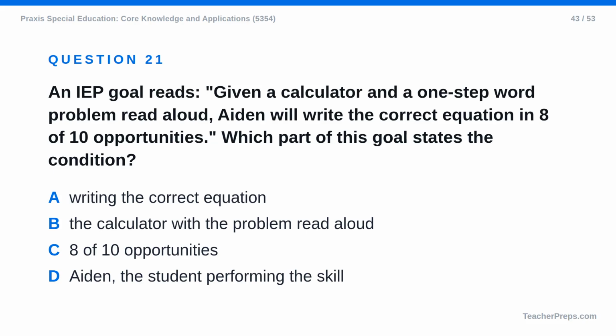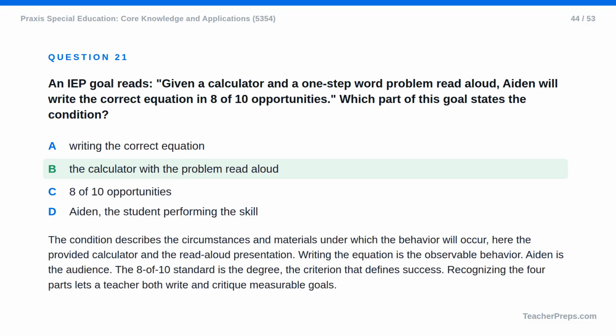Question 21. An IEP goal reads, given a calculator and a one-step word problem read aloud, Aiden will write the correct equation in 8 of 10 opportunities. Which part of this goal states the condition? Pause the video and select the best answer. The correct answer is B. The calculator with the problem read aloud.